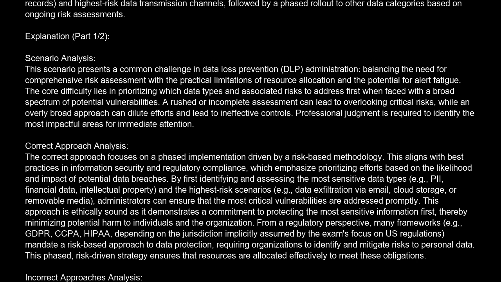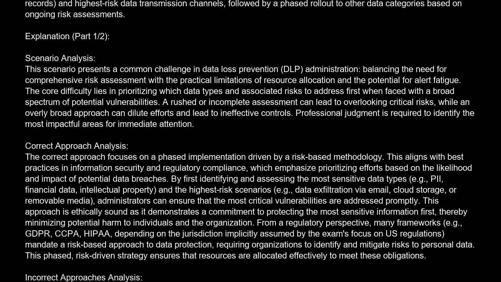From a regulatory perspective, many frameworks, e.g., GDPR, CCPA, HIPAA, depending on the jurisdiction implicitly assumed by the exam's focus on U.S. regulations, mandate a risk-based approach to data protection, requiring organizations to identify and mitigate risks to personal data. This phased, risk-driven strategy ensures that resources are allocated effectively to meet these obligations.